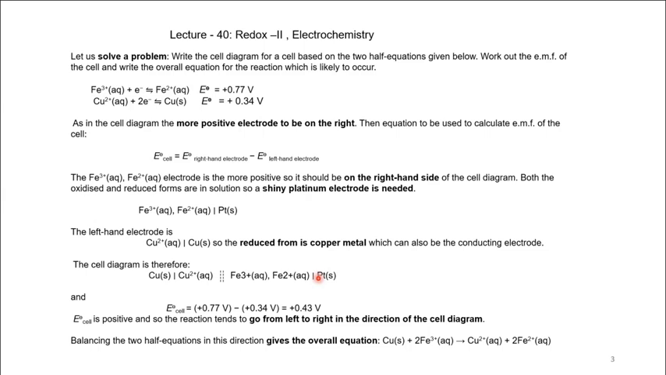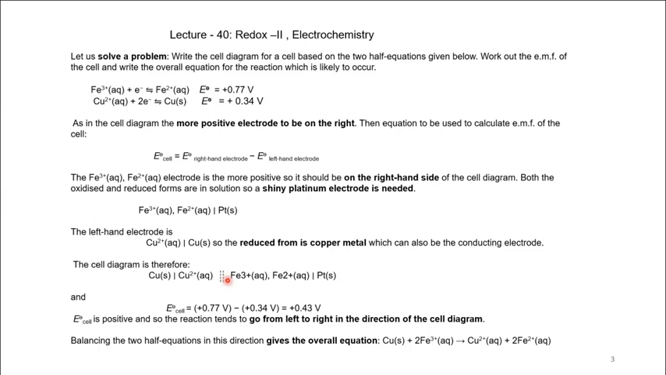Since the standard electrode potential of copper 2 ion plus 2 electrons giving solid copper is less than that of iron 3 to iron 2, you take this one on the left hand. And if you remember, this is a salt bridge. So if we represent this, then it is the cell diagram we were asked to show. This is the cell diagram.